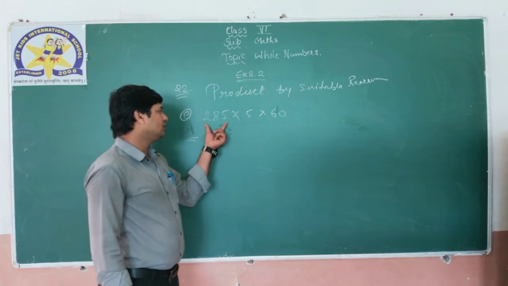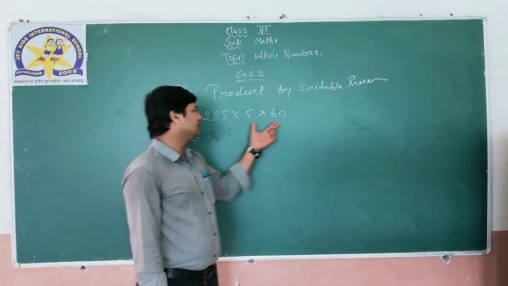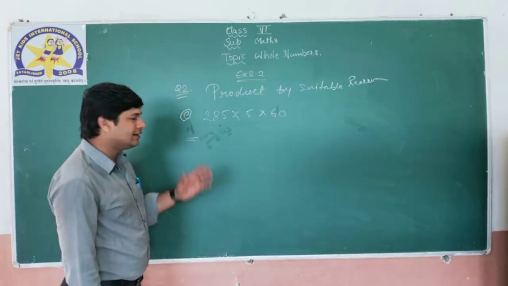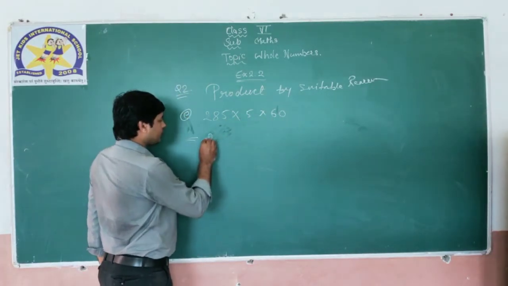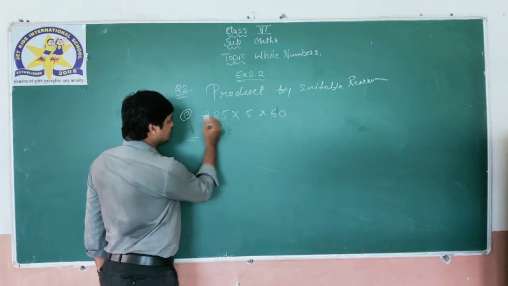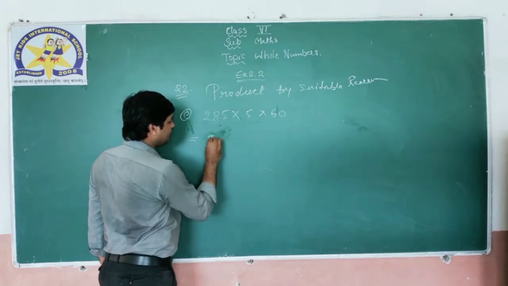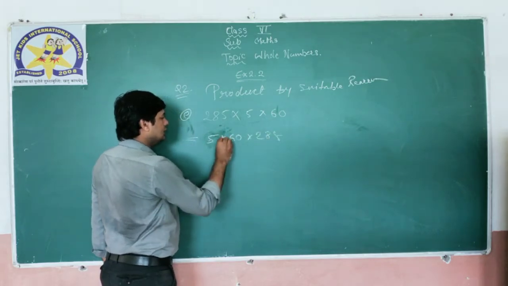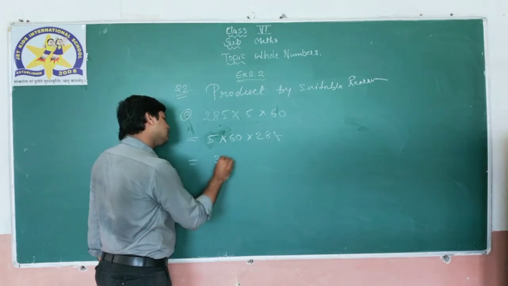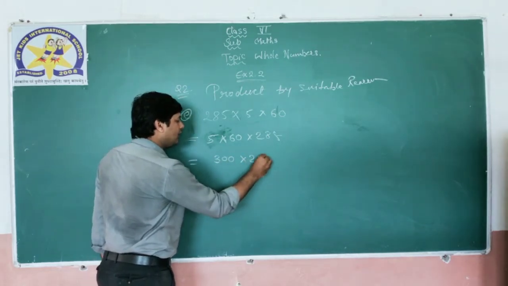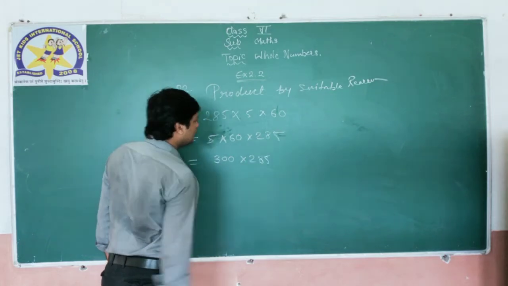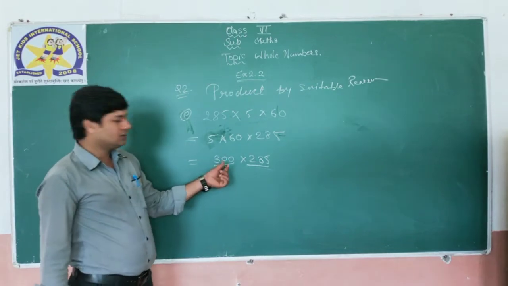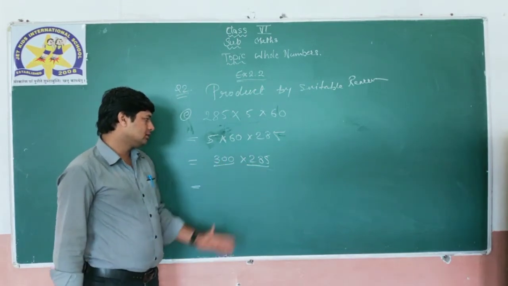See, 285 multiplied by 5, complicated. 285 multiplied by 60, and this thing will be a little complicated. Okay, so now I am taking first 5 multiplied by 60, then multiplied by 285. Because 5 multiplied by 60 directly gives us 300 multiplied by 285. Right? So if I multiply 300 with 285, I just need to multiply 3 with 285.